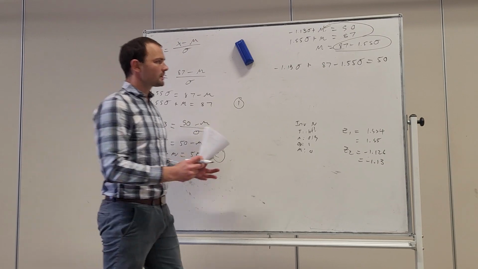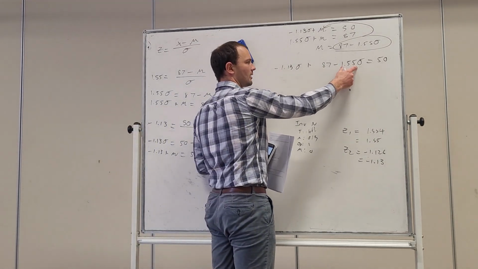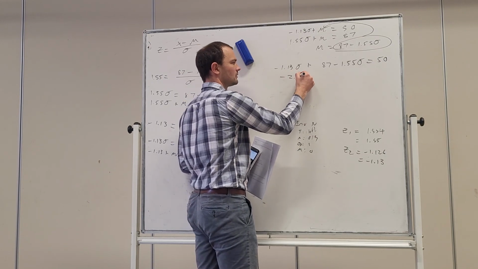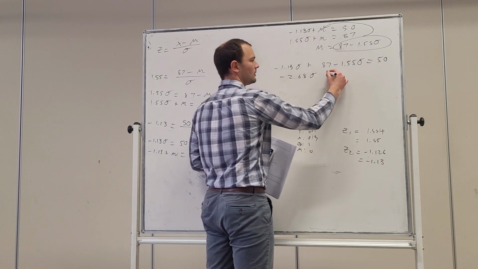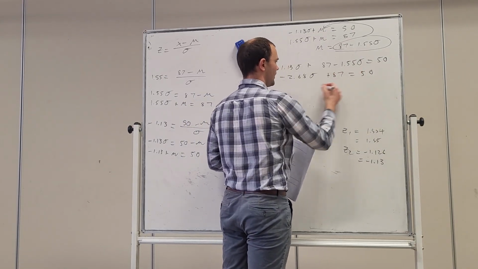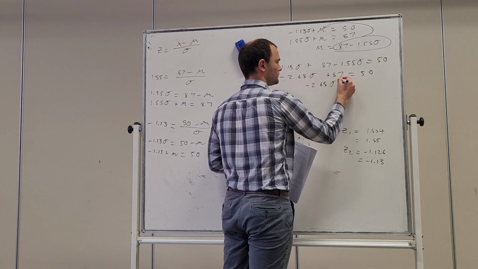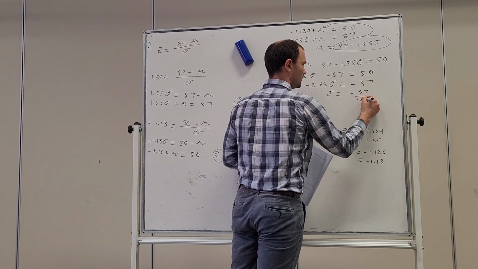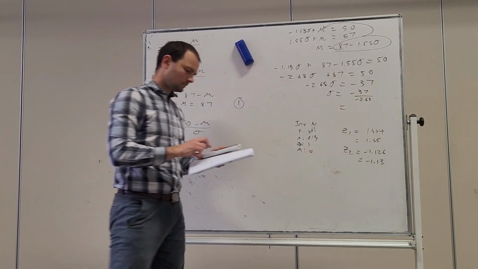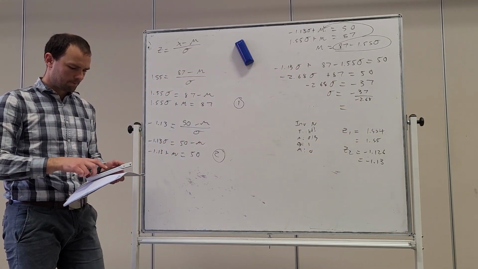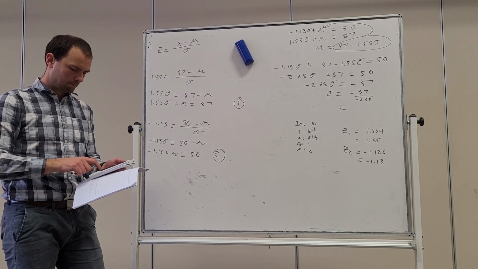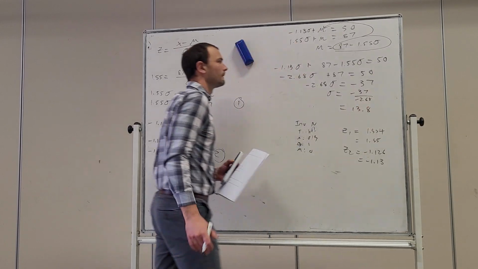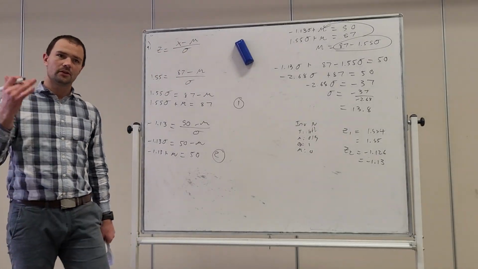Then we'll collect those. So minus 1.13 take 1.55, that's going to be minus 2.68 sigma plus 87 equals 50, and then we're just solving this linear equation. Okay, standard deviation is 13.8.